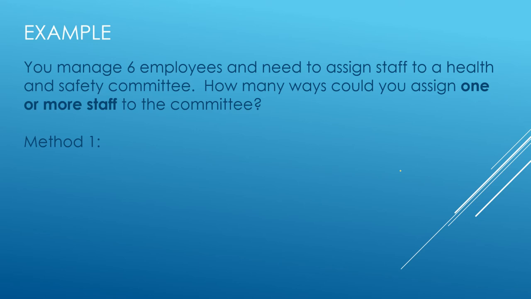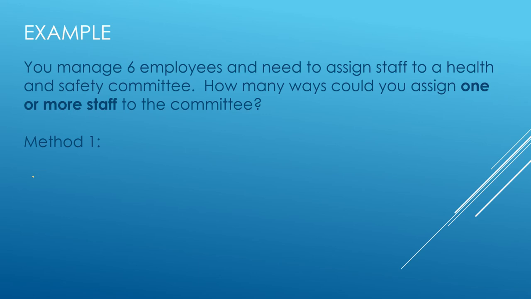So let's say you manage 6 employees and you need to assign staff to a health and safety committee. In this example, it actually doesn't make sense to have a committee of 0 people. By the very nature of a committee, we need to have at least 1 person. So we're going to allow for a committee of 1, but we're not going to allow a committee of 0. So there's 2 ways to do this problem, just like we did the last question.